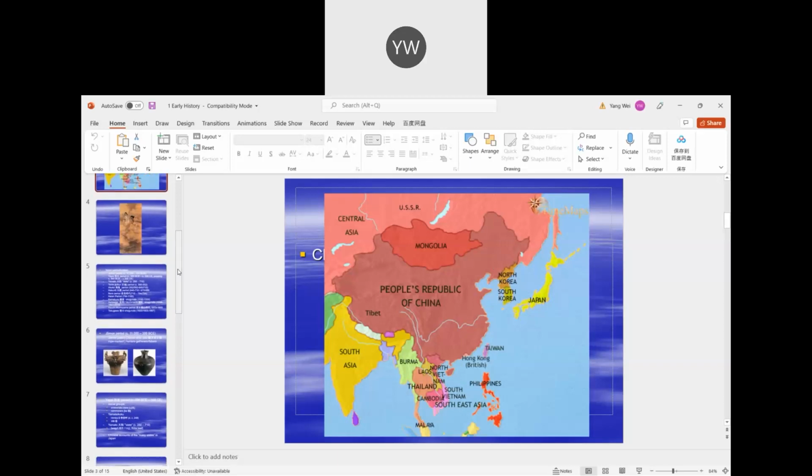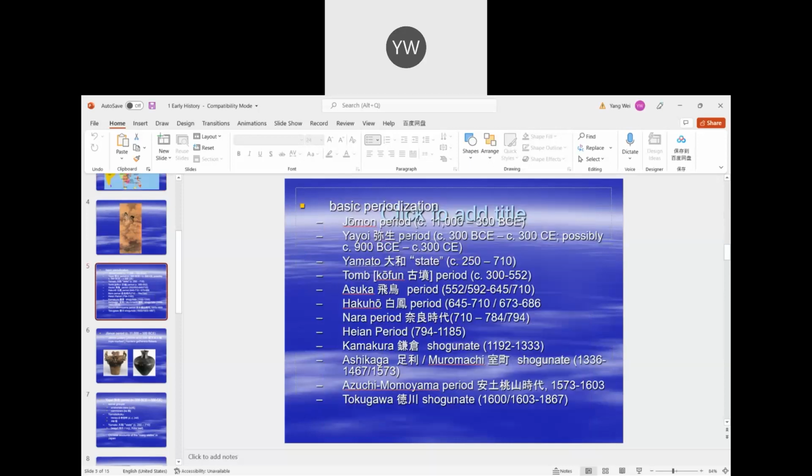Why are they called Yayoi? That's because one of the archaeological sites related to the Yayoi culture is named Yayoi. So we name the entire culture after the first place where they were discovered. So that's Yayoi. Well, the Yayoi people, they're farmers, so they're certainly culturally more advanced. So when the Yayoi people migrated to Japan, certainly they put a lot of pressure on the Jomon people.